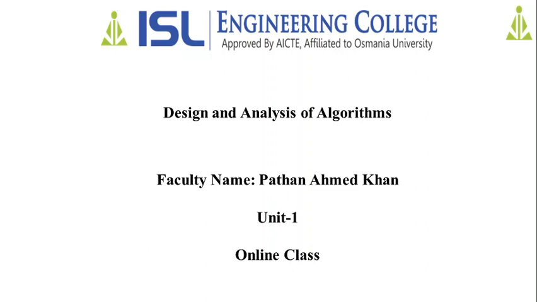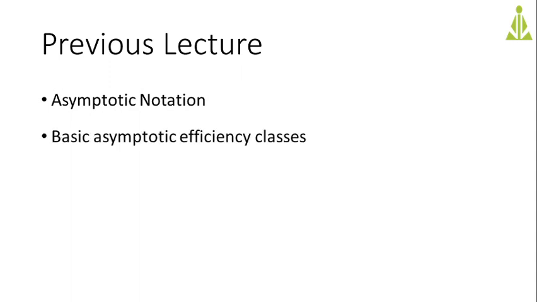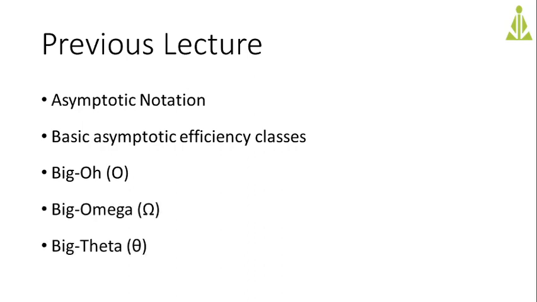Before going to today's lecture, we will see what we have done in the previous class. We saw the asymptotic notation, and we saw the basic asymptotic efficiency classes, and we saw the big O, big omega, and big theta. These are the things we have discussed in the previous video. Go and watch the previous video if you did not watch it.